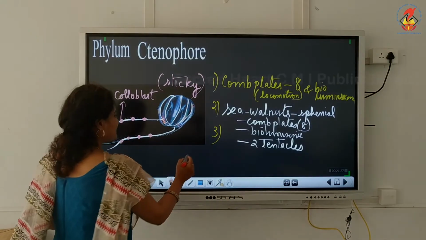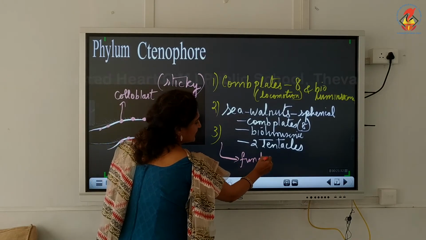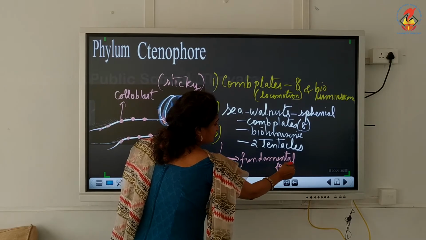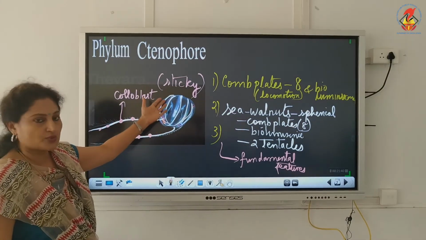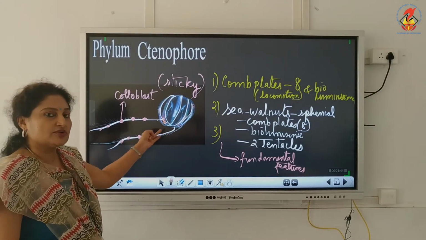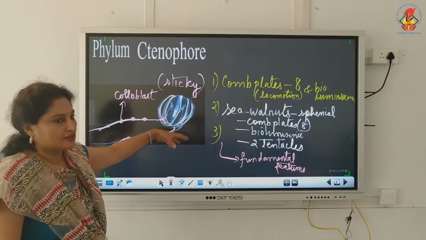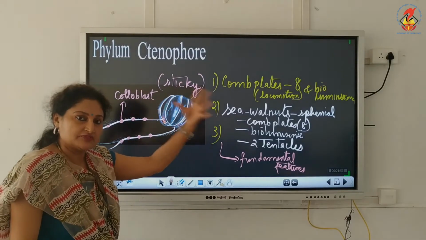Clear? And lastly, the fundamental features. Again I am telling you, you have to refer to the flow chart and you can get the fundamental features, but some of the fundamental features we can elicit from this diagram. See, now it's round or spherical, so what type of symmetry will it have? It will have radial symmetry. This is also diploblastic. Okay. Some fundamental features can be elicited from this diagram. For the remaining fundamental features, refer to the flow chart.